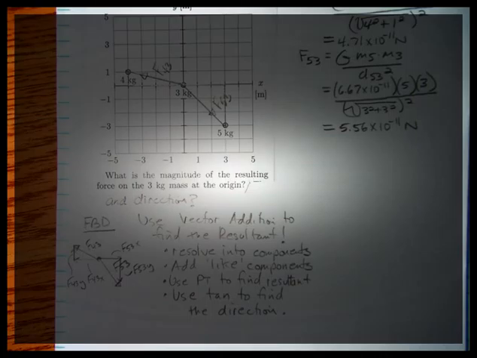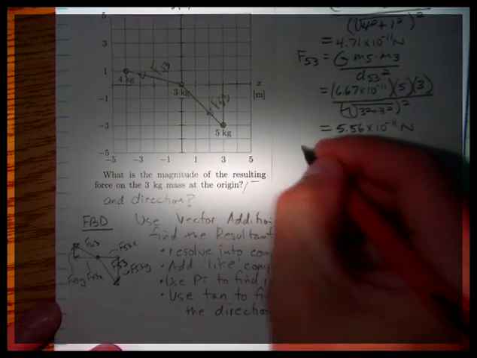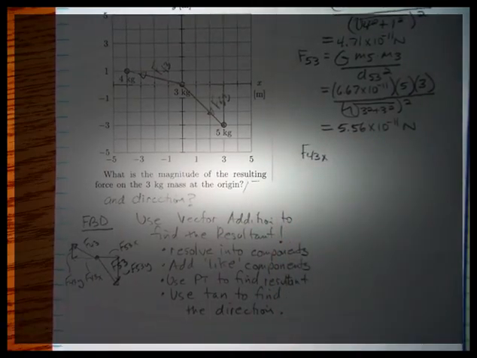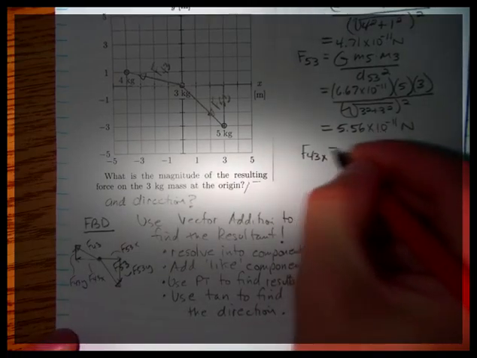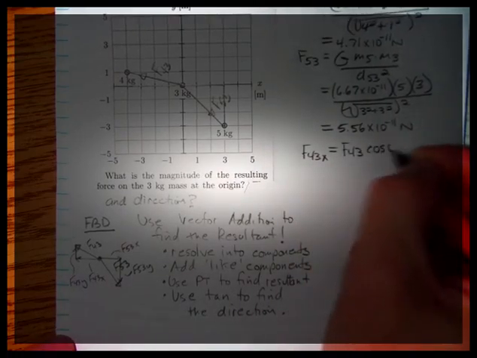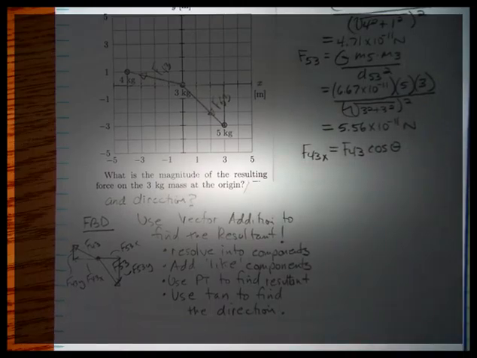So we've already used the law of universal gravitation. We're done with the law of universal gravitation. The rest of it is vector math. So we need to find or resolve the vectors into their components. So here is the first one, F43x. We found that F43x is F43 times the cosine of the angle. Now that angle is measured from the positive x-axis counterclockwise.